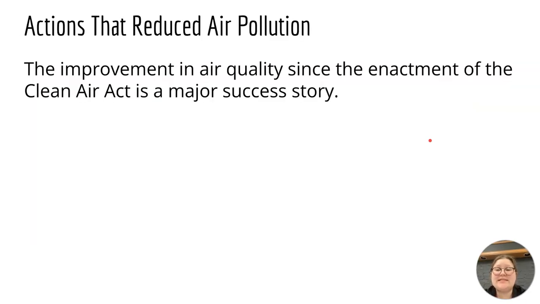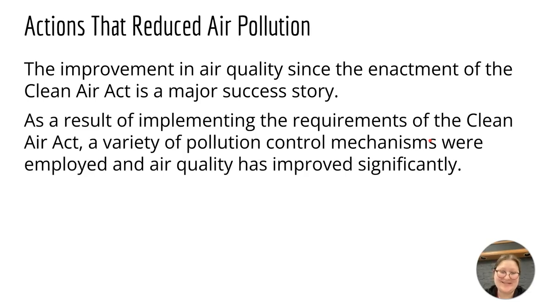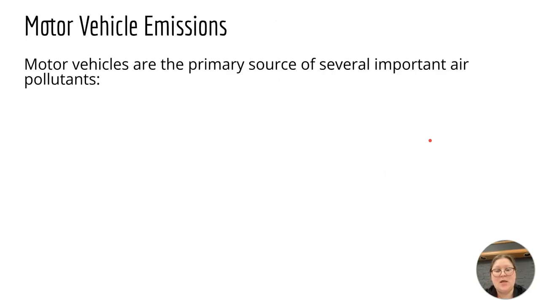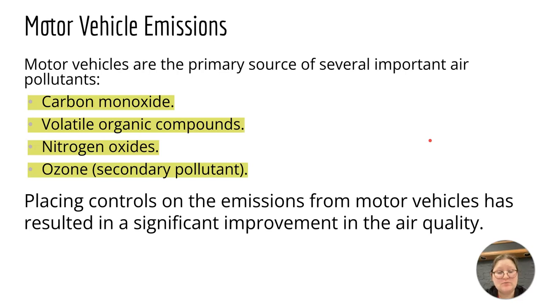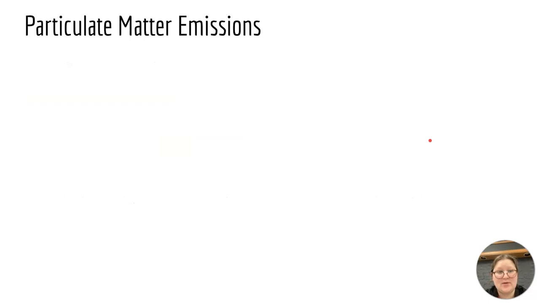So the improvement in air quality since the enactment of the Clean Air Act is a major success story, which we don't get a lot in this class. As a result of implementing the requirements of the Clean Air Act, a variety of pollution control mechanisms were employed, and air quality has improved significantly over the past few decades. For cars, they were and are the primary source of several important air pollutants like carbon monoxide, VOCs, nitrogen oxides, and ozone, and placing controls on the emissions from motor vehicles has also helped with that air quality.